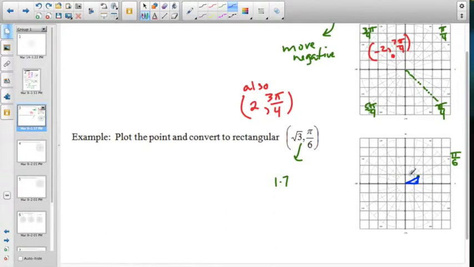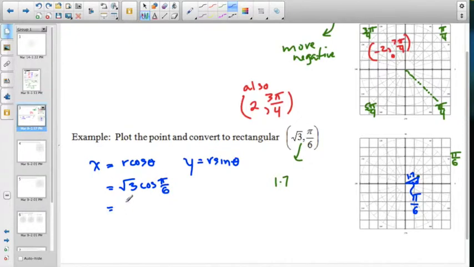Okay, so there's my right triangle. I know this is 1.7, and I know right in here is pi over 6 degrees. So if I want to get my x coordinate, I'm going to set up my r cosine theta. If I want to get my y coordinate, I'm going to set up my r sine theta. So we're talking about square root of 3 times the cosine of pi over 6.